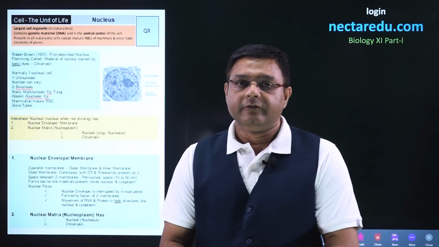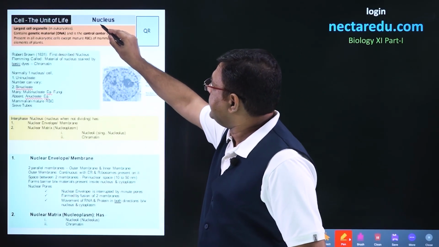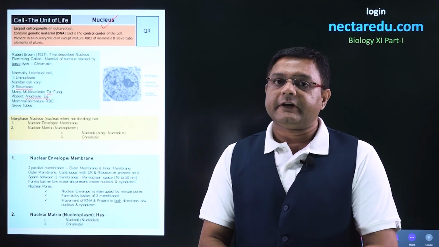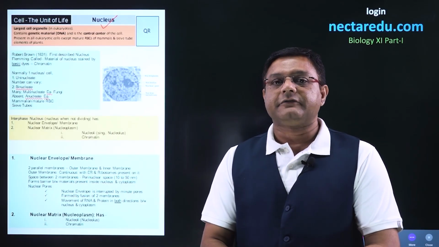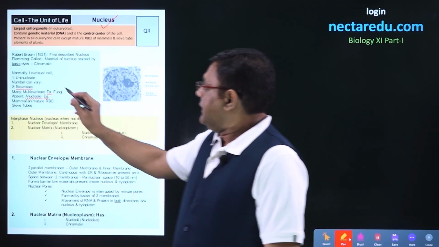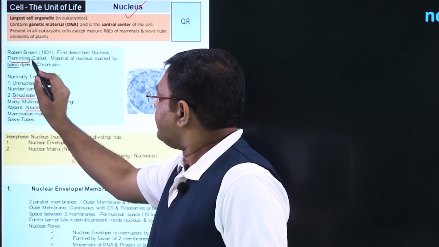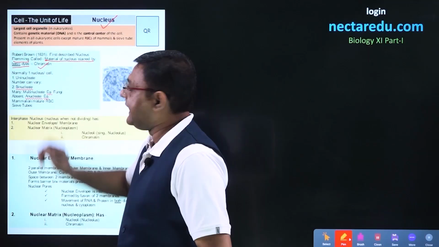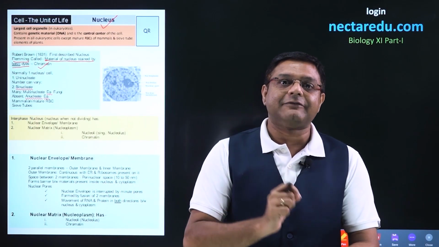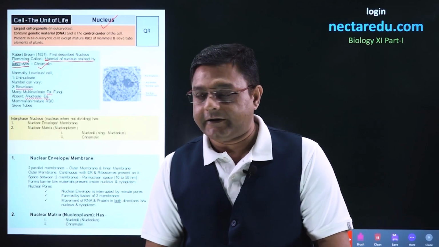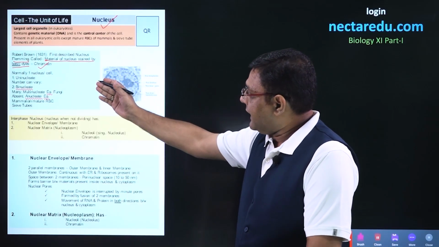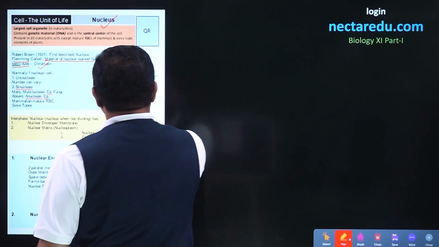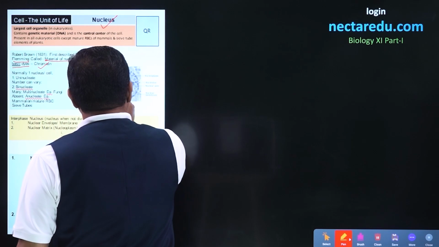In this particular video, we will look into the detail of nucleus. Now, nucleus was discovered in the year 1831 by scientist Robert Brown. One more scientist, Fleming, called the material of the nucleus, which is stained by basic dyes, by the name chromatin. Now, if we see the structure of nucleus, this is the nucleus which is present.